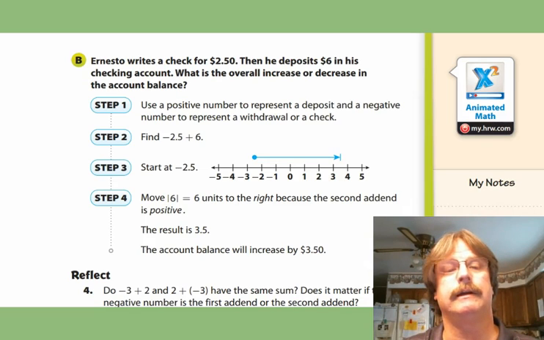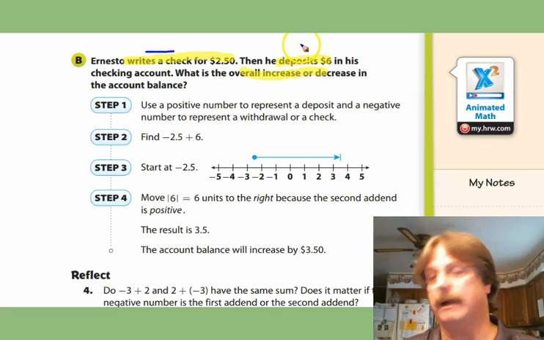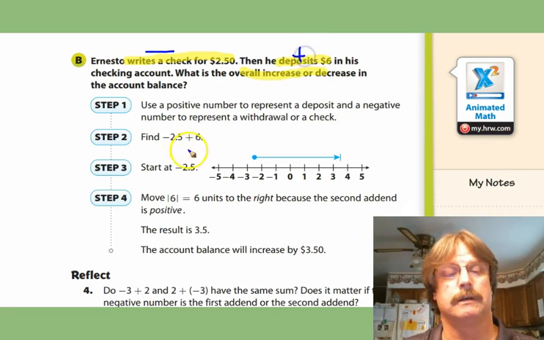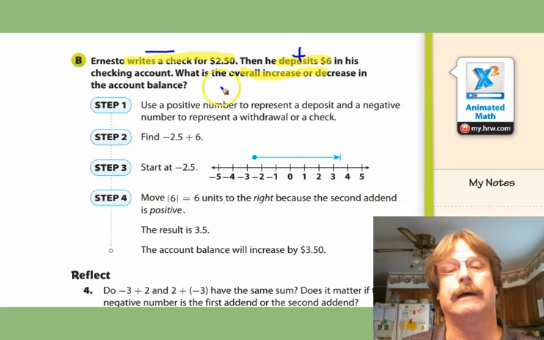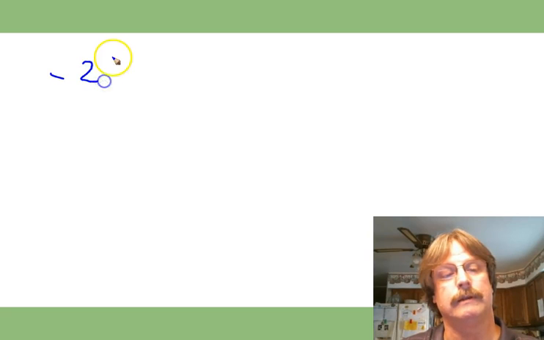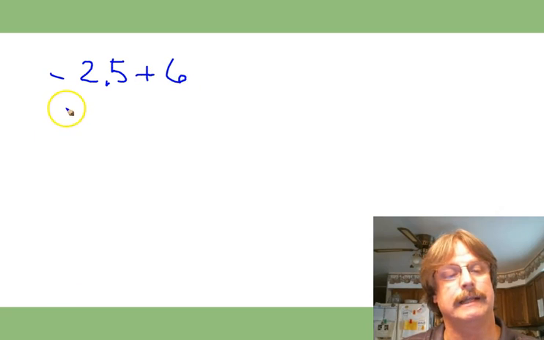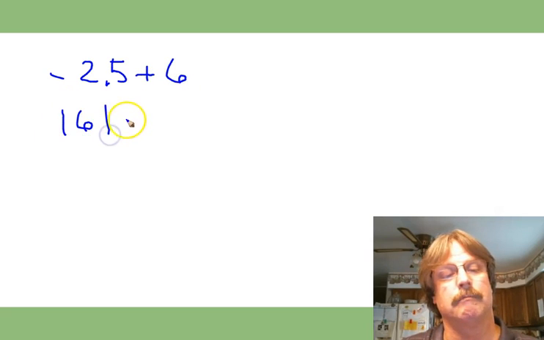Okay, so we have the same thing here where we're going to highlight. He writes a check for $250. He deposits $6. What is the overall increase or decrease? Okay, so they write what they see. We have a negative check. A deposit here is a plus. So -2.5 plus 6. Of course, that's where you start at. And then you take the absolute value. But if we go back to what I was showing you, -2.5 plus 6. So we take the absolute value of 6 minus the absolute value of 2.5.